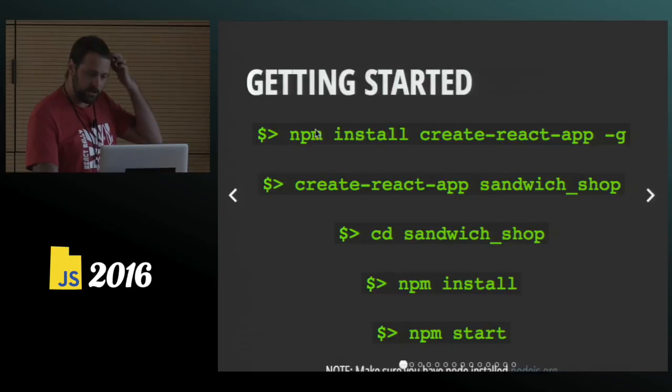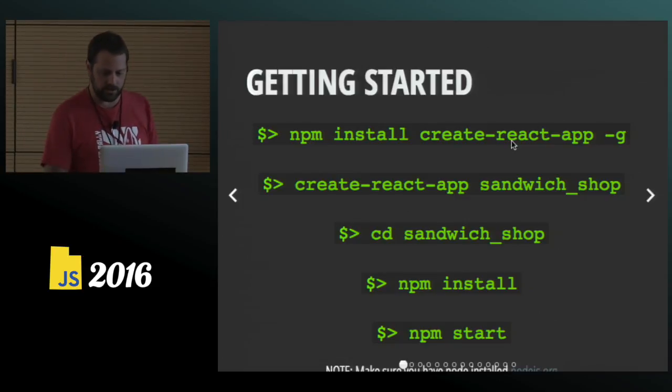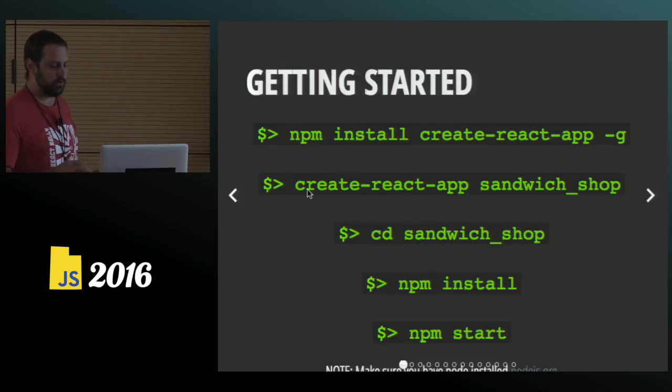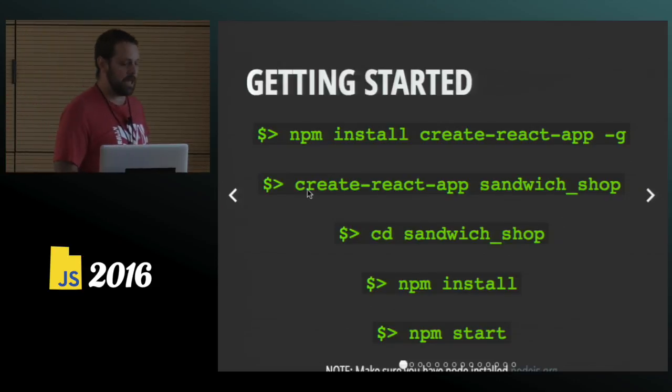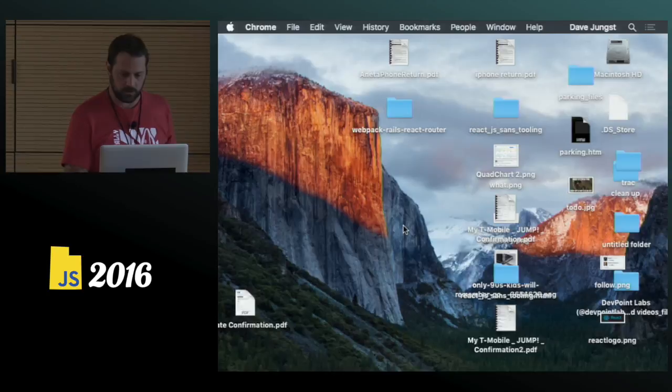So the way to get started with React that I've found to be the easiest is you're going to globally install this package, Create React App. Not on public bus Wi-Fi, but you should install it at some point. And then to create an app, all you have to do is say Create React App, the name of the app. Move into the app, npm install, and then start the server.